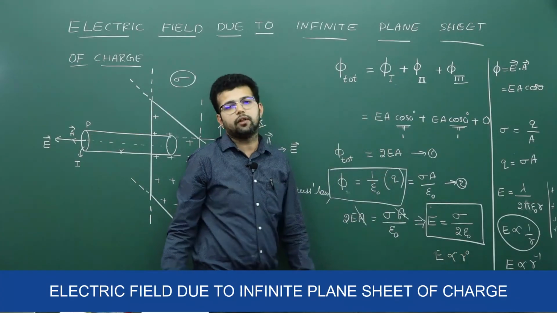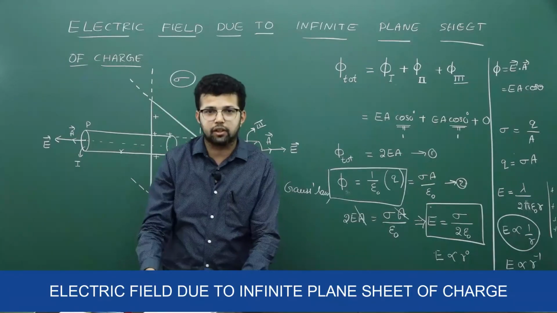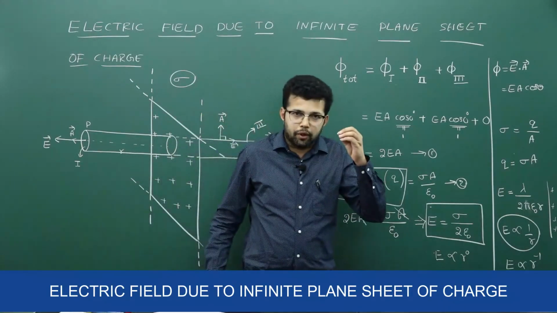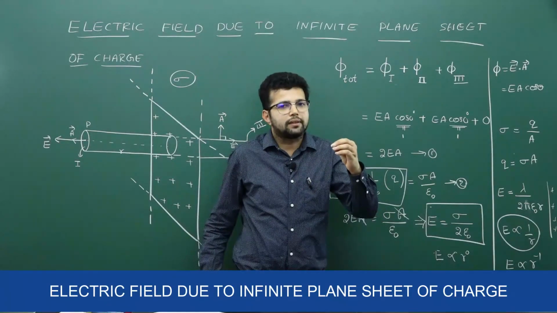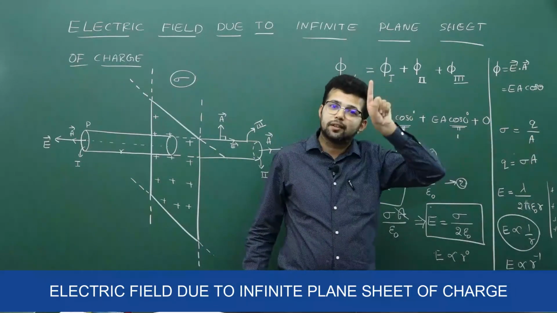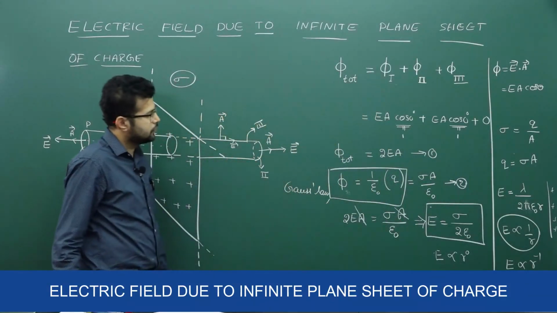What does it mean? The electric field due to a plane sheet of charge is independent of distance. Say here there is a plane sheet of charge, and you consider a point here. What is the electric field? Sigma by 2 epsilon naught. If you consider a point at a distance of 1 kilometer, then also the electric field is sigma by 2 epsilon naught. It is independent of the distance.